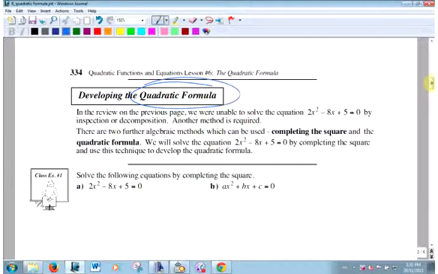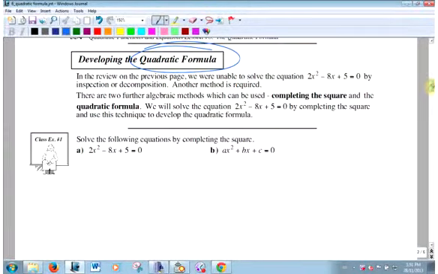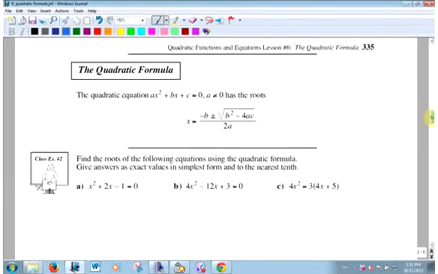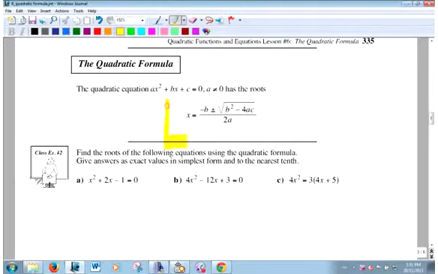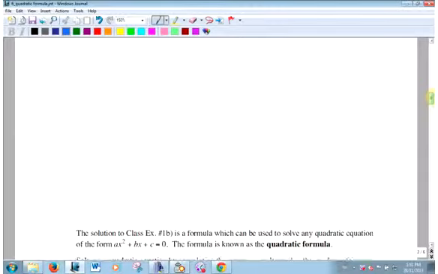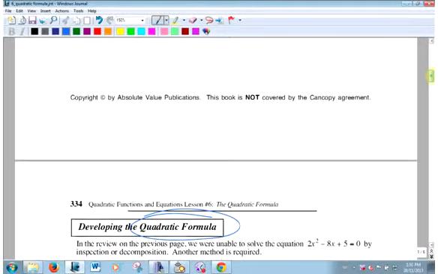Yay! Quadratic formula. What is the quadratic formula? Right there. It's fun. Trust me, you'll like it. This is a formula to solve for x when you can't factor it. And even if you can factor it, sure, you could still use it.